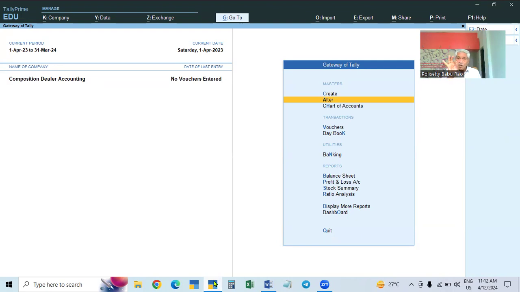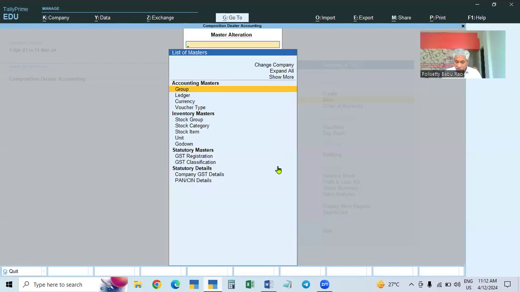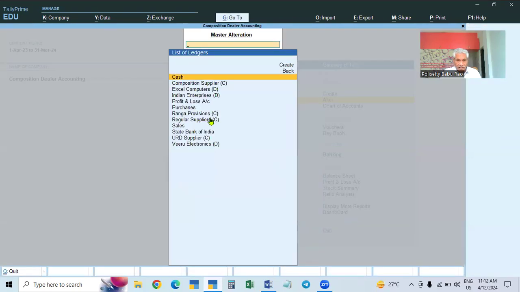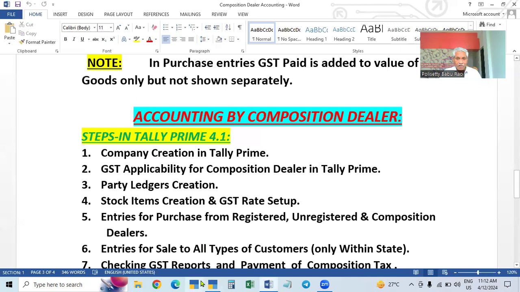But to show the accounting of this particular business, I am not creating everything. I already created them, so go to alter. The create button lets you create only, but in the alter button you select ledgers and display the ledgers. If anything is to be created, you have to go to create. Here, cash is by default, and profit and loss account is by default. These two ledgers will be there for any type of business. Now we require the creditors for purchasing and debtors for sales. What are the ledgers required?